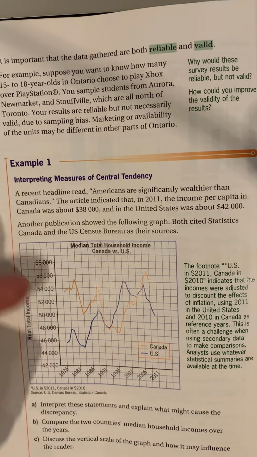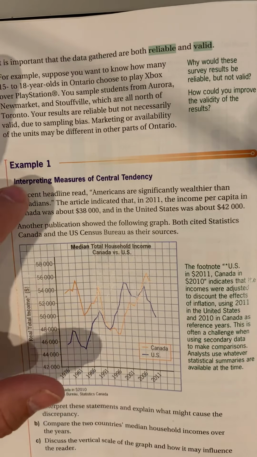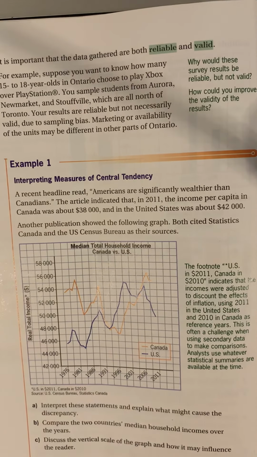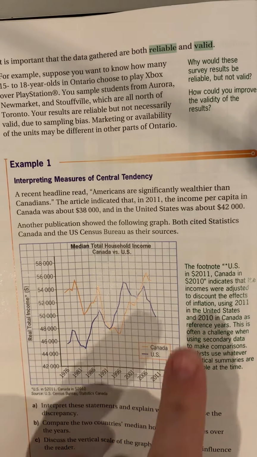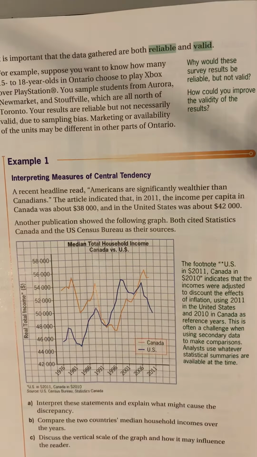So they're both telling the truth. They're just using different pieces of information. One was the average, and here is the median. Here it shows Canada at just over 55, whereas the US is at 50.